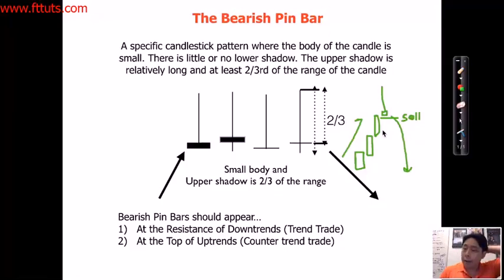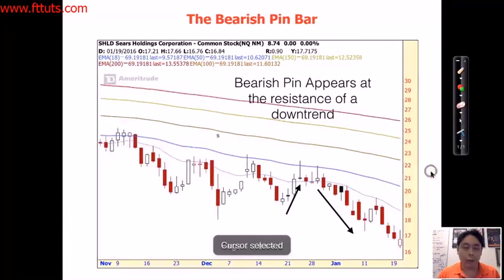Ideally, they should happen at the resistance of downtrends. We call that a trend trade. Or at the top of uptrends, where it's a counter trend trade. So let's take a look at a few examples.